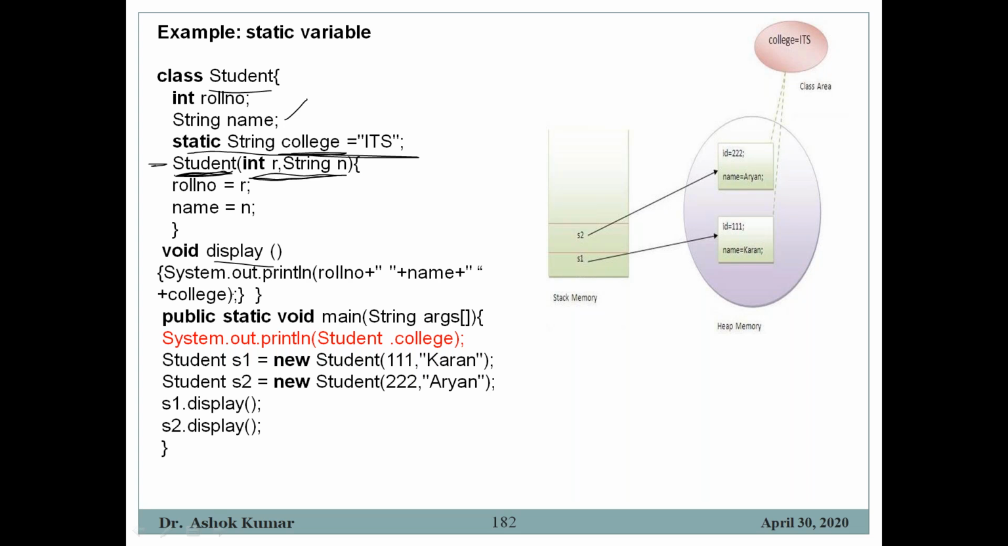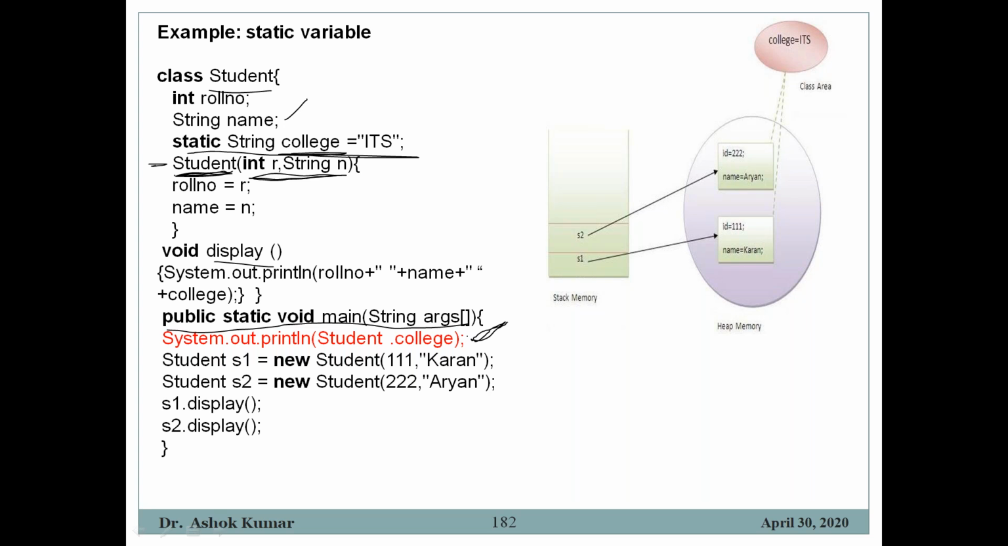The next thing is the main method. When you run this program, the execution will start from main, and main is here. Its first statement will execute, and you will get this output, Student.college.